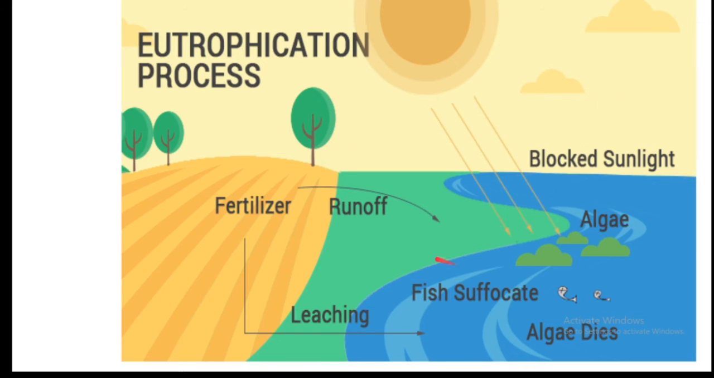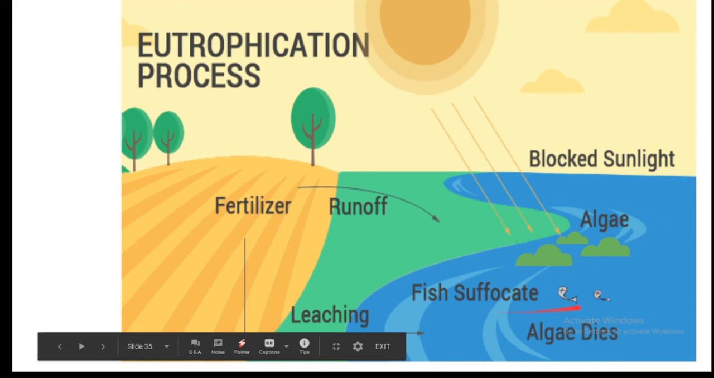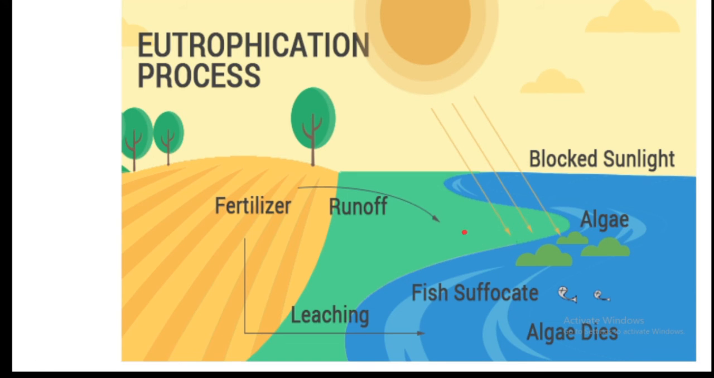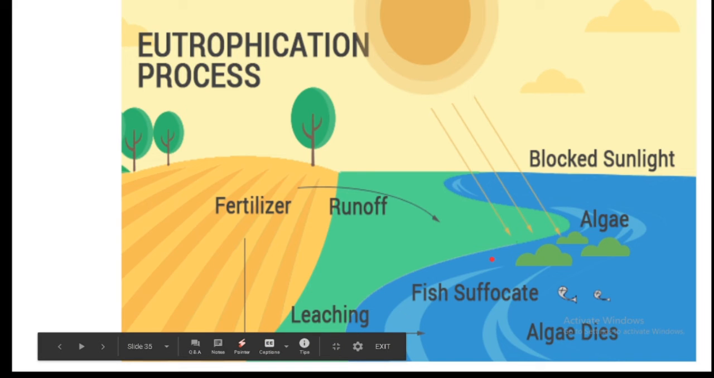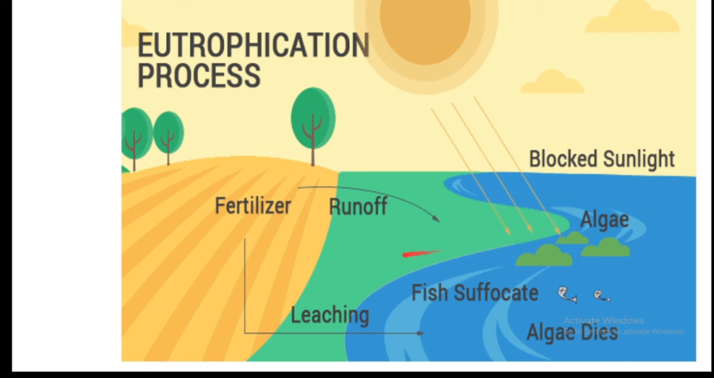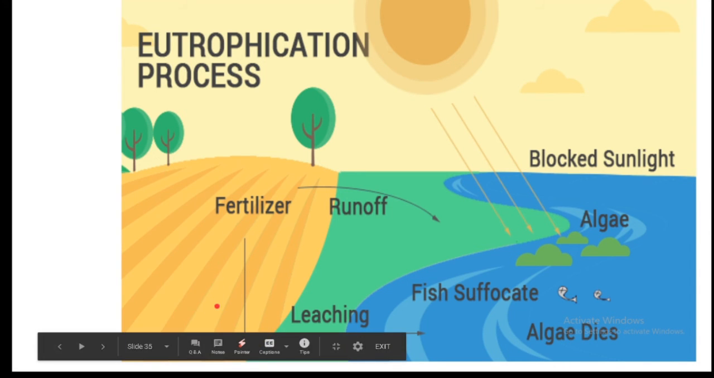So this is the algal growth, and this is the suffocation of fish, and the sunlight is blocked because of the layer of algae present on the water surface. So this algae grows due to the rich content of nitrates from fertilizers, which come from fertilizers used in agriculture.